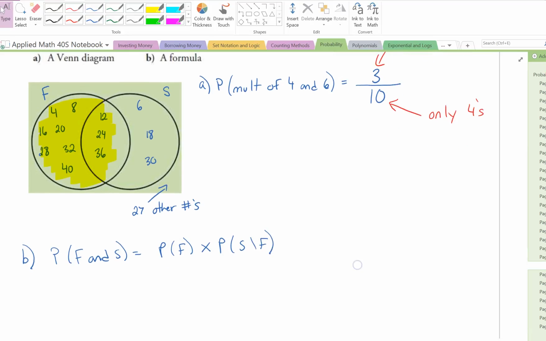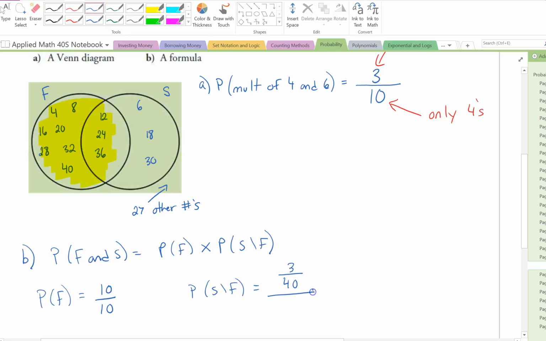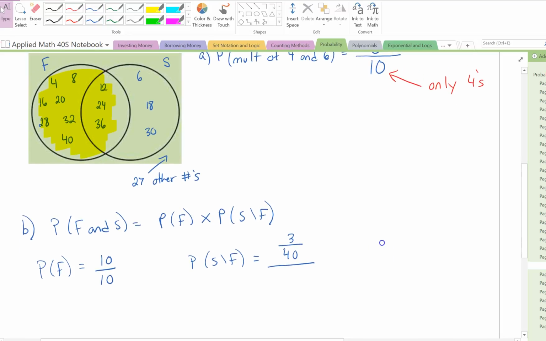Okay, so if we just look at the probability of F, that's saying how many of those multiples of 4 are a multiple of 4. Well, that's all of them, 10 out of 10. But the probability of S given F: the probability of S, we've got 3 of them out of a total of 40, out of the ones that are a multiple of 4, which would be 10 out of 40.